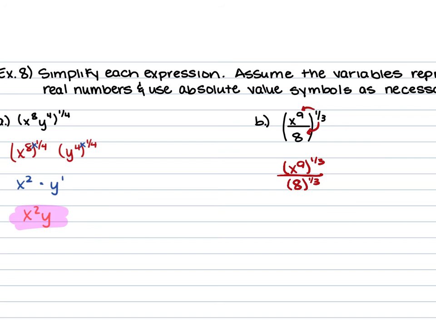The x to the 9th power raised to the 1/3 power, we multiply. So we get x cubed. In the denominator, that 8 to the power of 1/3 is saying take the cube root of 8, which is 2. So x cubed over 2 is our answer here.